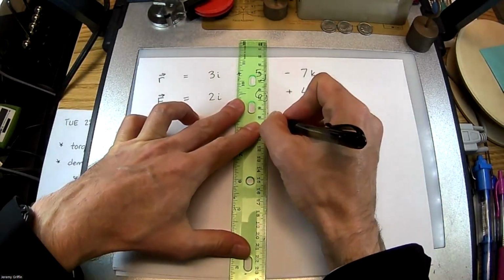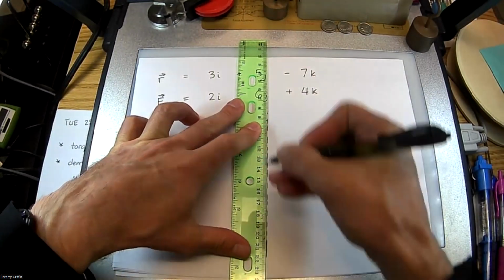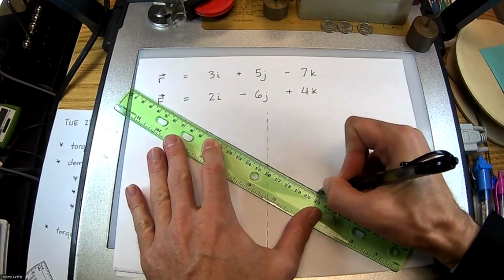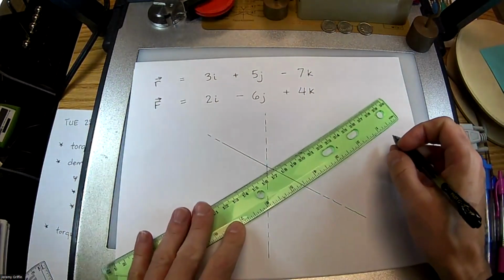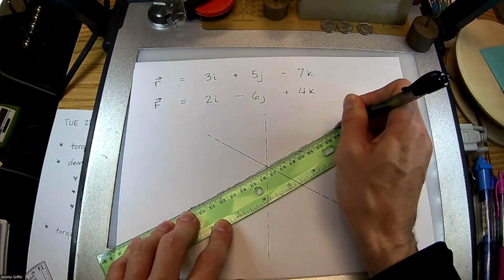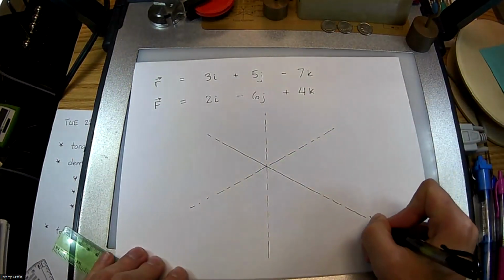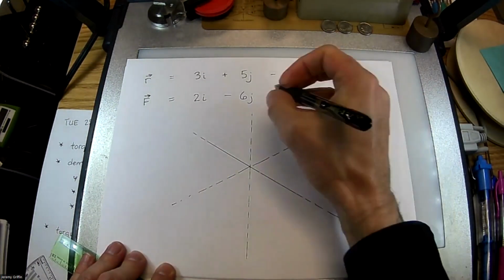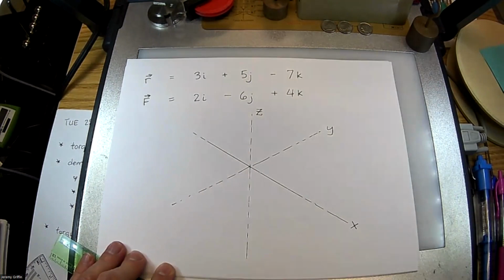Let me draw a 3D coordinate system to draw a picture of exactly what I'm talking about. So I need an X, Y, and Z axis. Oh, I meant to make that more dash looking. Right. So these are all axes. Here's my X axis. Here's my Y axis. You see an XY plane, right? And here's the Z axis right here.